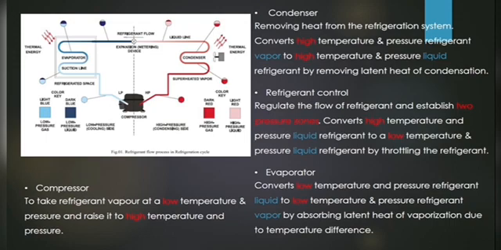The function of the refrigerant control is to regulate the flow of the refrigerant by establishing two pressure zones. It converts high temperature and high pressure liquid to low temperature and low pressure liquid by throttling the refrigerant. Lastly, the function of the evaporator is to convert low pressure and low temperature refrigerant in liquid to low temperature and low pressure refrigerant in vapor by absorbing the heat of vaporization due to temperature difference.